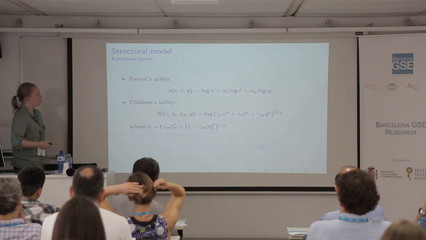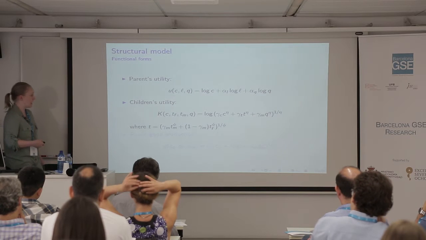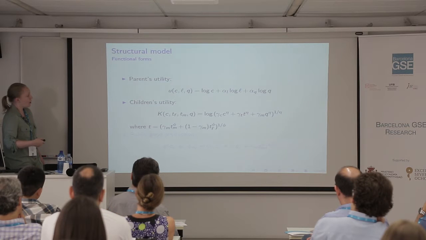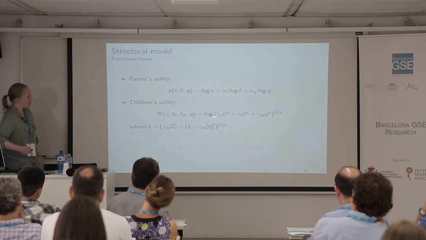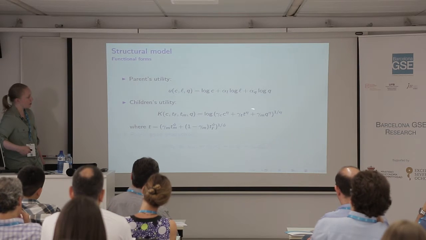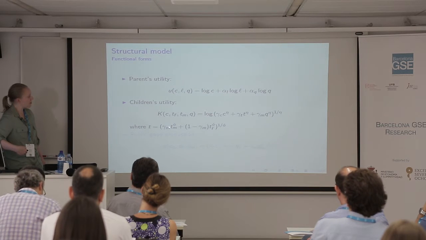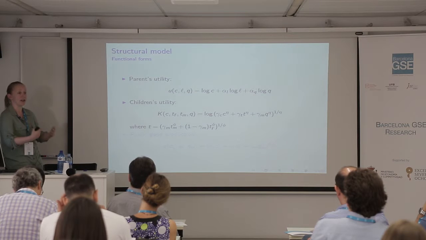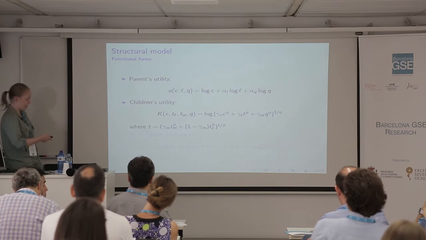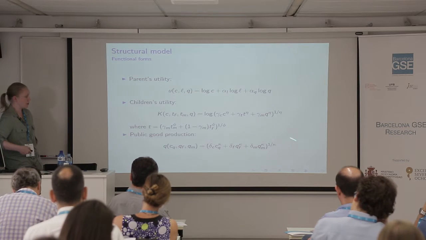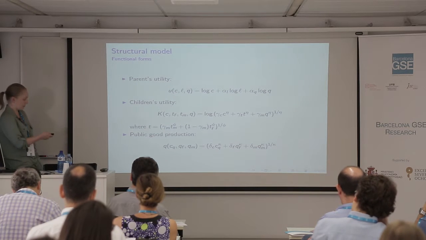And then for the children's utility, I have a nested CES, where the time for both parents is nested into this function here. This allows us to look at the complementarity of parents' time. And then finally, the public good production function is also CES.